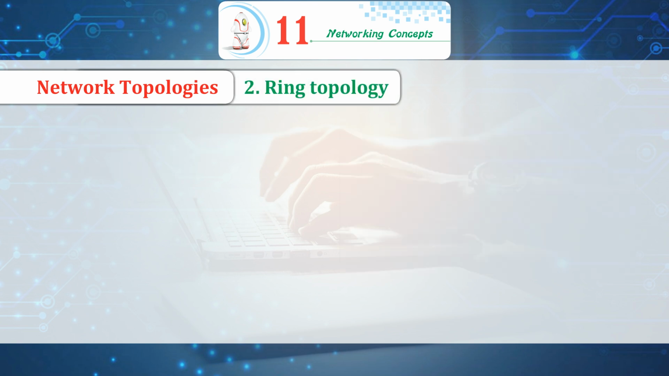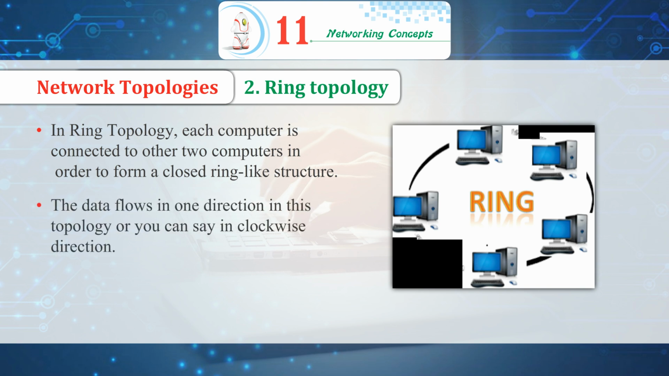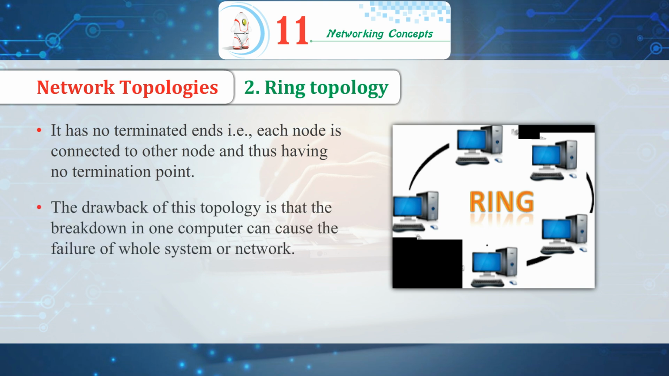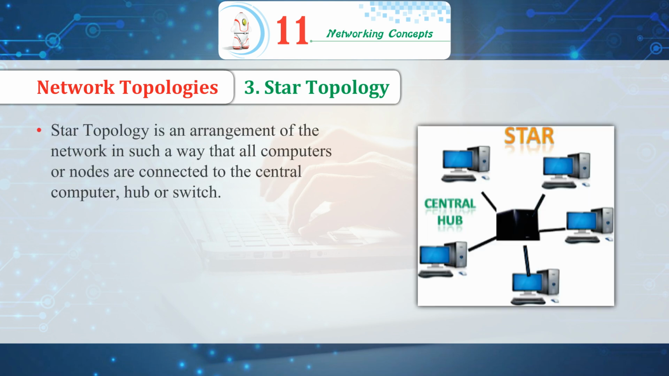2. Ring topology. In ring topology, each computer is connected to two other computers in order to form a closed ring-like structure. The data flows in one direction in this topology, or you can say in a clockwise direction. It has no terminated ends, that is, each node is connected to another node and thus has no termination point. The drawback of this topology is that the breakdown of one computer can cause the failure of the whole system or network.